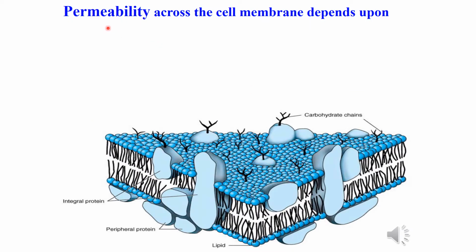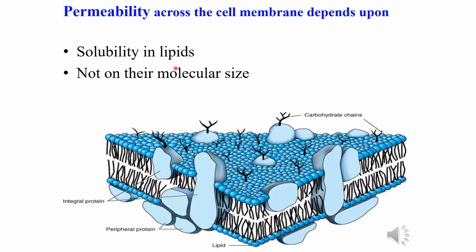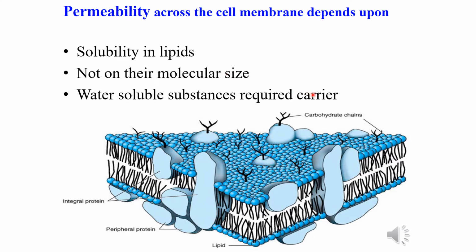So you know that the permeability across the cell membrane depends upon solubility in lipids, not on their molecular size. The water-soluble substances require a carrier. As the lipid membrane is hydrophobic, hydrophobic substances easily cross the membrane, whereas the hydrophilic substances require carrier molecules.